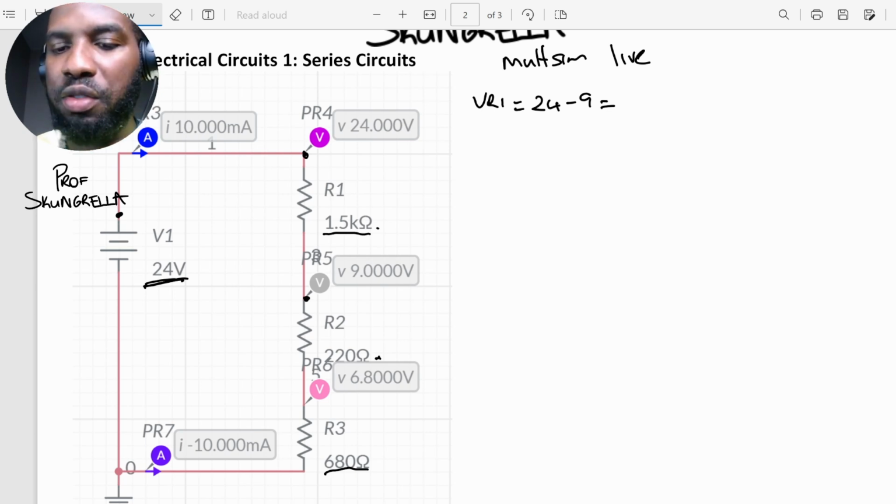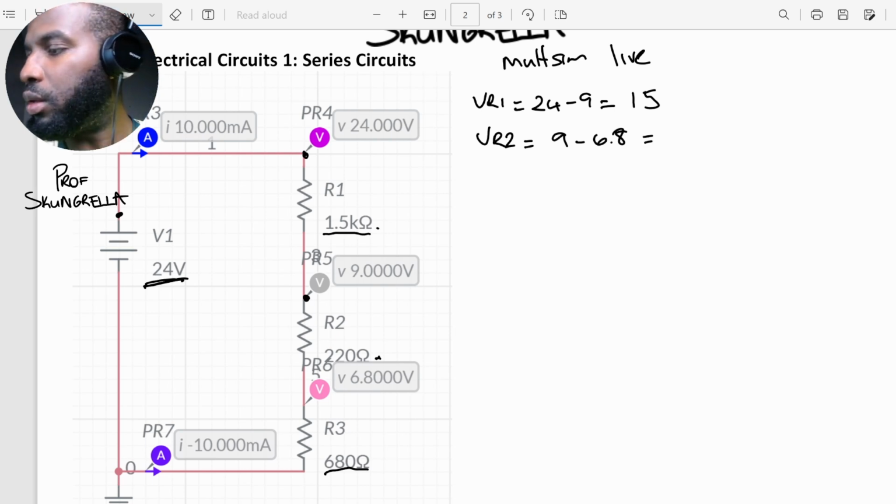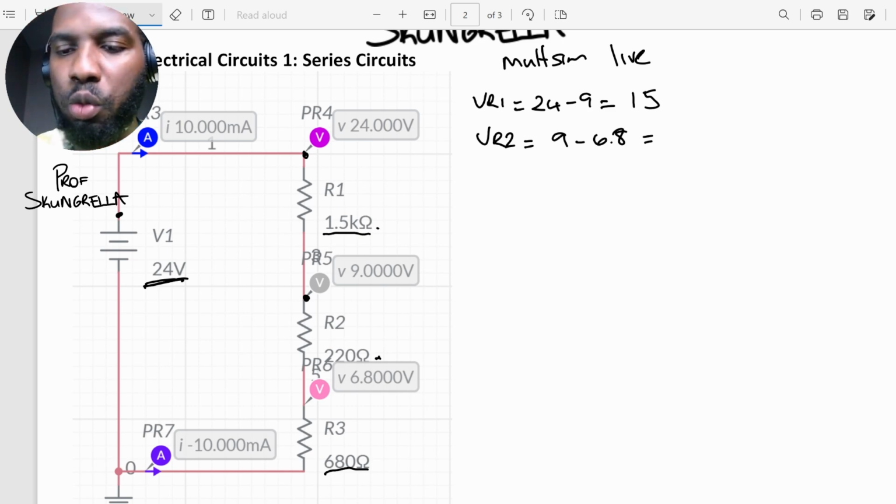All right, so this is 15 volts present here. So the voltage drop across R1 was 15. Now we add 9 volts here, and after the second resistor, so we have a drop across the second resistor, our voltage went down to 6.8. So to find VR2, we need to say 9 minus 6.8. And that gives us 2.2 volts. So this is the voltage drop so far.